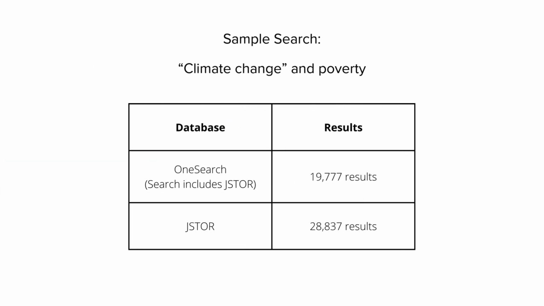Let's see how this works with a sample search. Notice how many more results there are in JSTOR than in OneSearch. Remember, OneSearch is supposed to be searching JSTOR. There are several reasons for this, but I am not going to go into all of them now. But for this topic and many others, you should be searching both OneSearch and other databases like JSTOR.